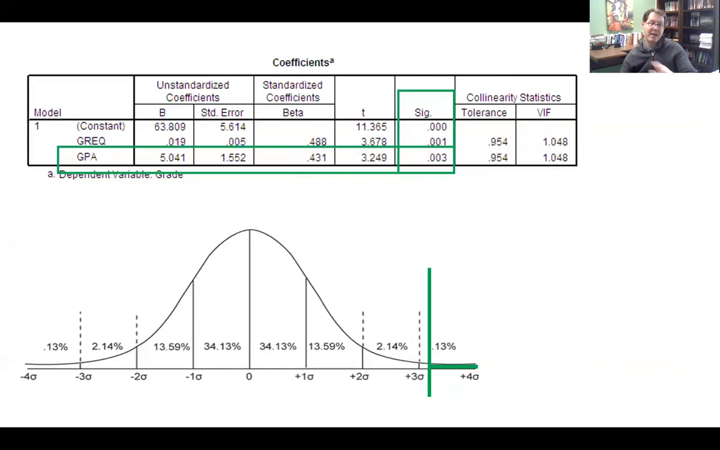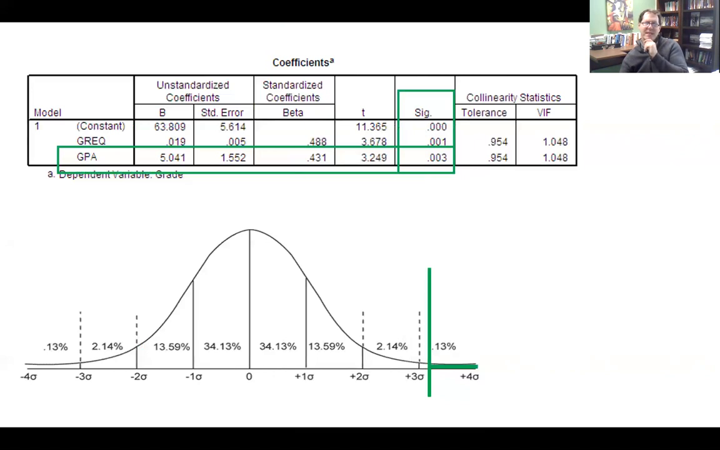And so for that GPA variable with the 5.041 slope, which has a t-value that puts it a little over 3 standard deviations on the sampling distribution away from that center, from that assumption of 0, that would only happen 0.003.